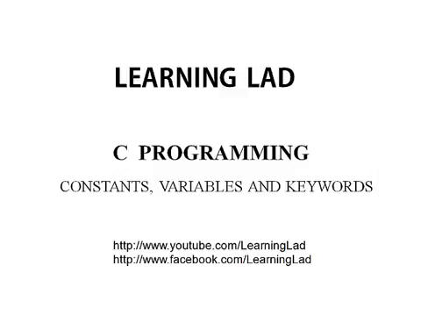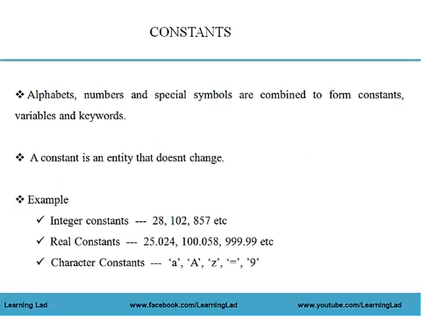In this video tutorial, we're going to go through the language fundamentals like constants, variables, and keywords. Let's get started. Alphabets, numbers, and special symbols like underscore are combined to form constants, variables, and keywords. A constant, as the name indicates, is an entity that doesn't change.